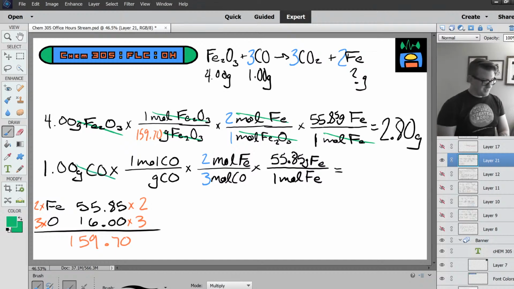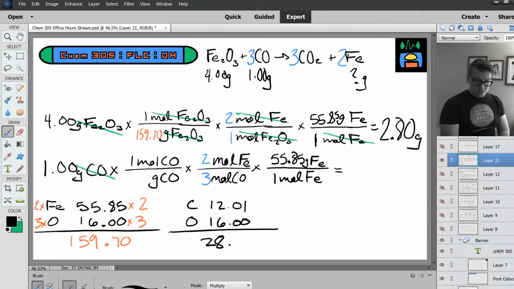We still need to know what the molecular weight of carbon monoxide is. Carbon's atomic mass is 12.01. Oxygen's atomic mass is 16.00. We got to add these two together. Comes out to be 28.01. Now we can crunch our numbers. 1 divided by 28.01 times 2 divided by 3 times 55.85. This comes out to be 1.33 grams of iron, and this is our theoretical yield.